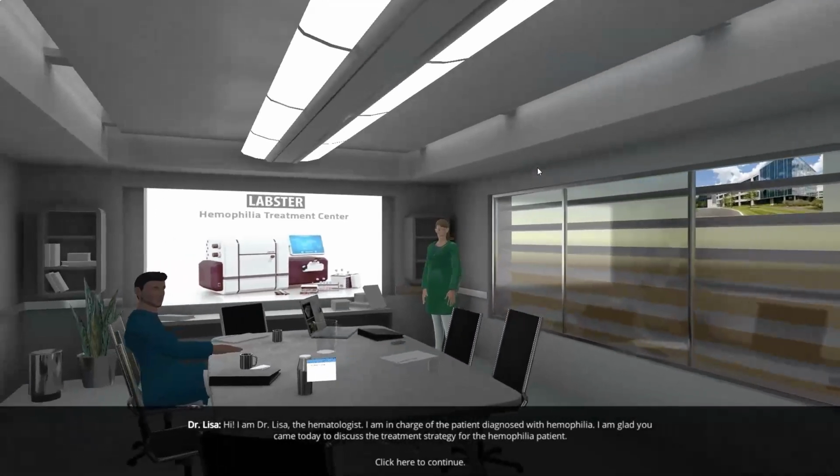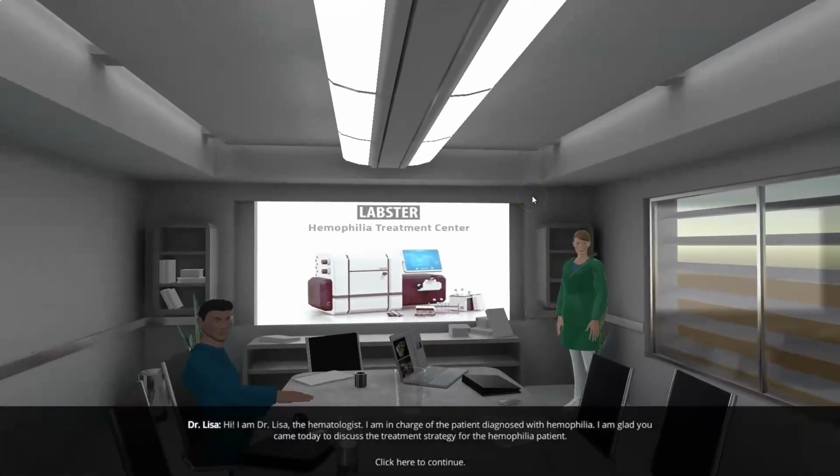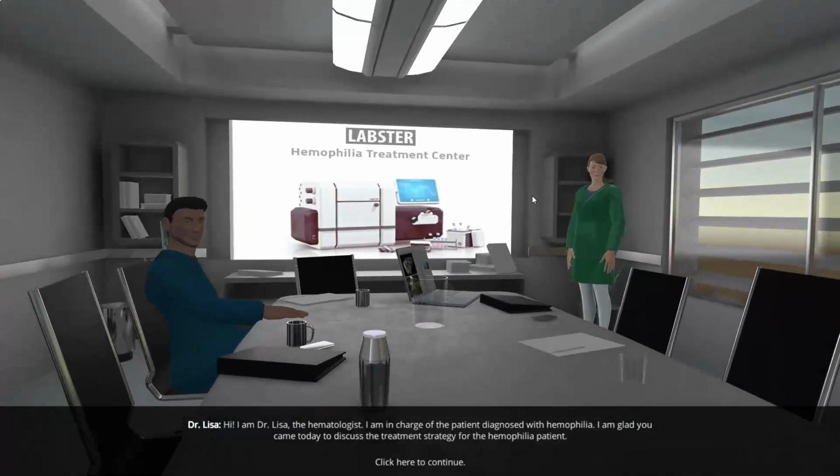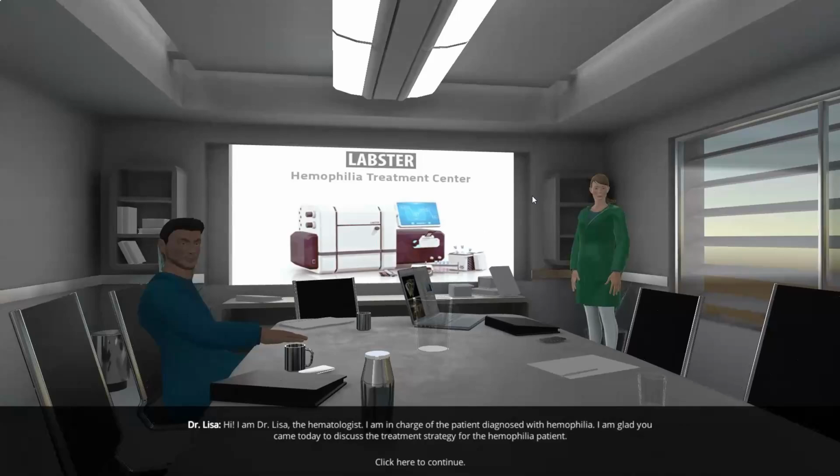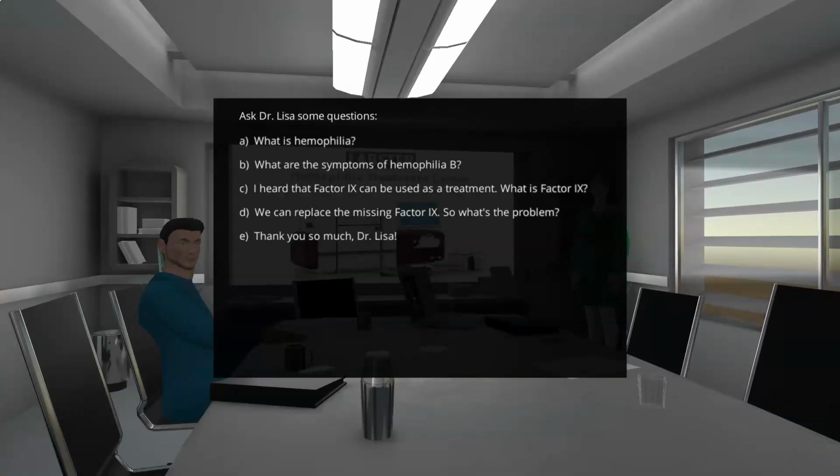Hi, I am Dr. Lisa, the hematologist. I am in charge of the patient diagnosed with hemophilia. I am glad you came today to discuss the treatment strategy for the hemophilia patient. Ask Dr. Lisa some questions.